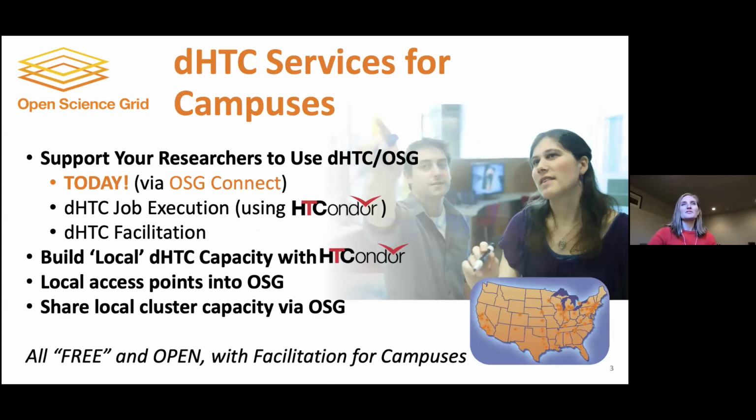So the overview of services for campuses is really just a few categories. And in the office hours rooms that we have later, there will be a different room for each of these categories. First, I'll talk about services we offer for you to support your researchers to use distributed high throughput computing and the Open Science Grid today.